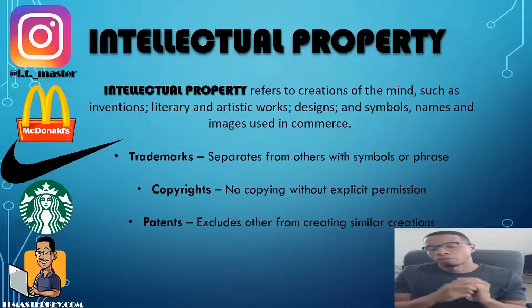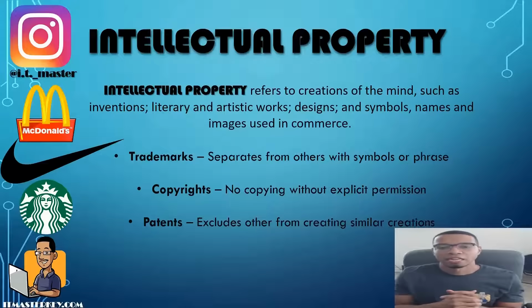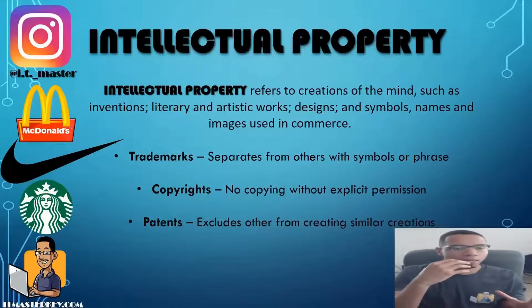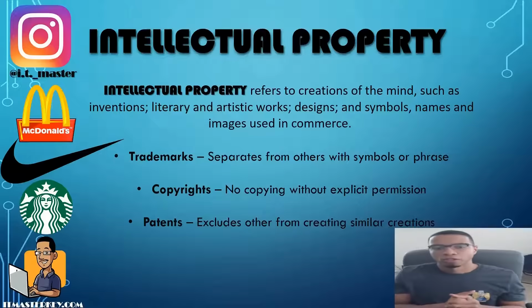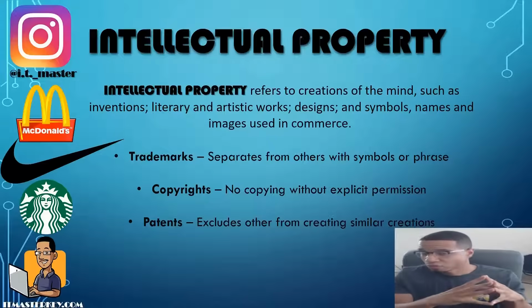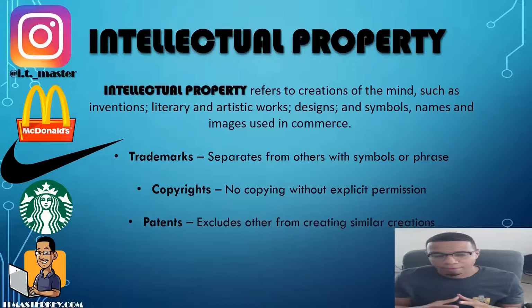All right. The actual definition of intellectual property is creations of the mind, such as inventions, literary and artistic works, designs, symbols, names, and images used in commerce, also known as business. Let's talk about the differences between trademarks, copyrights, and patents. You see my logo, and then you see some other super recognizable logos: McDonald's, Nike, Starbucks. If any of you have seen Coming to America, there's a restaurant in Coming to America called McDowell's. In real life, McDowell's would have probably had a problem.